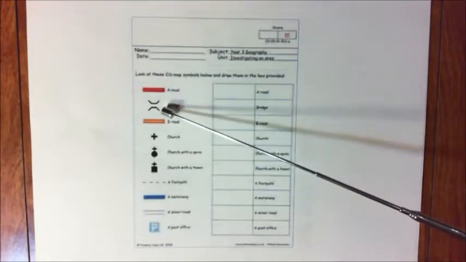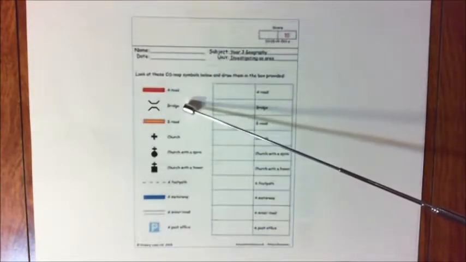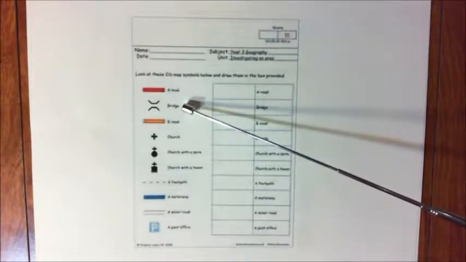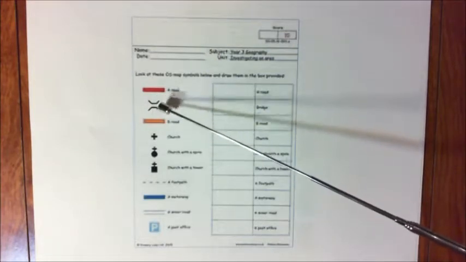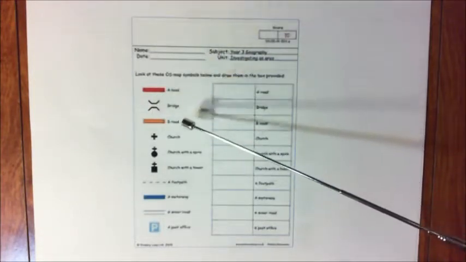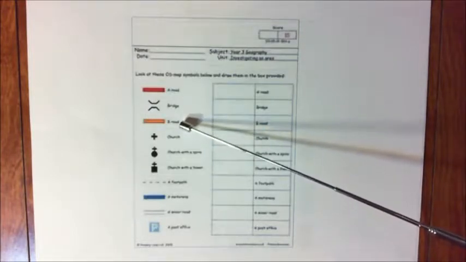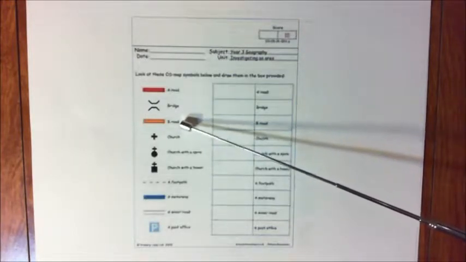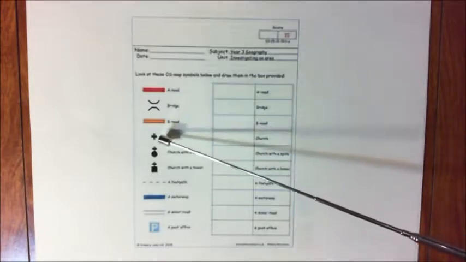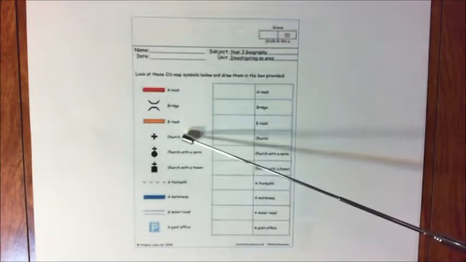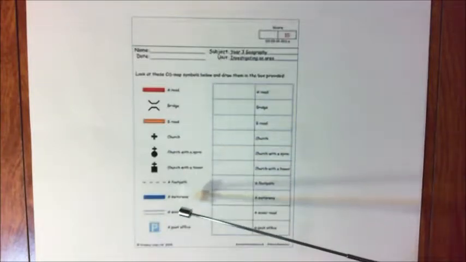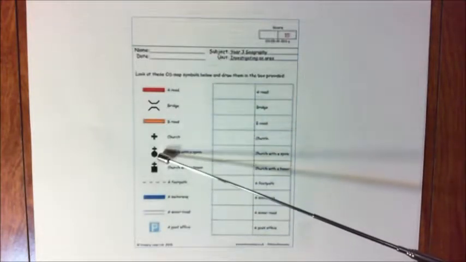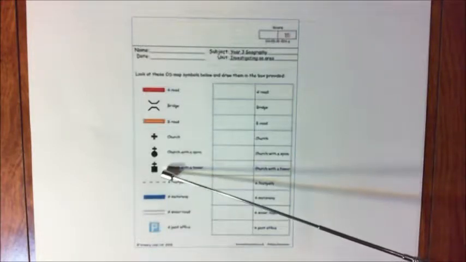And here's the symbol for a bridge. Now it could be a bridge over a ditch, bridge over some body of water, but that's the symbol for a bridge. Here's yellow, sign for some other kind of road. A church, now this looks like a big plus sign, but some churches literally look like a cross, the Christian cross. Another kind of church, another kind of church.